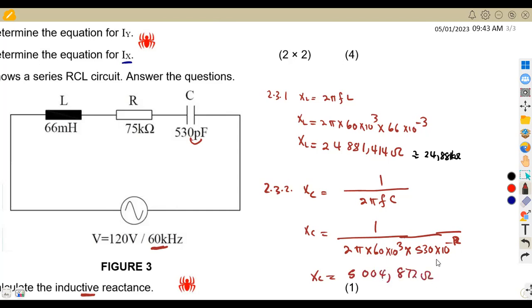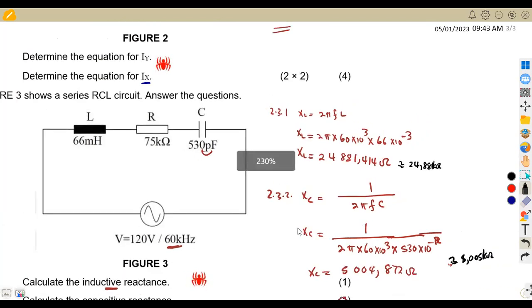So we're going to have our XC from there, which is 5,004.872 ohms. All right, or you can write it in kilo ohms, which is approximately 5.005 kilo ohms. If you are to write in kilo ohms, it's going to be 5.005 kilo ohms. All right, so that is what we had in this case.